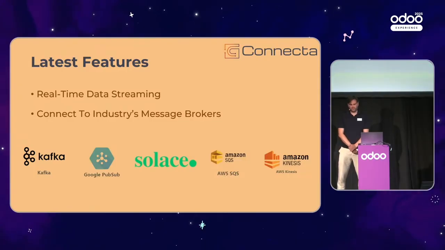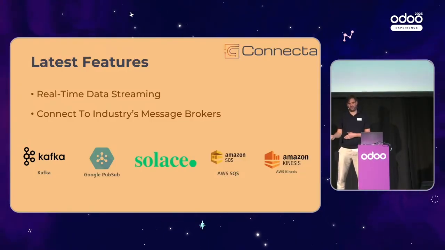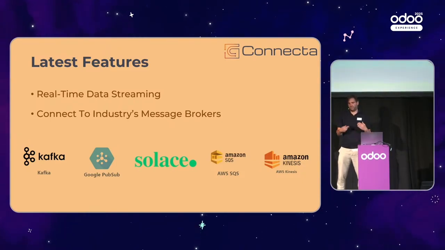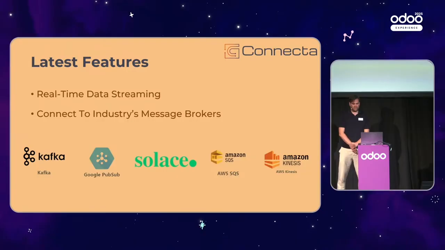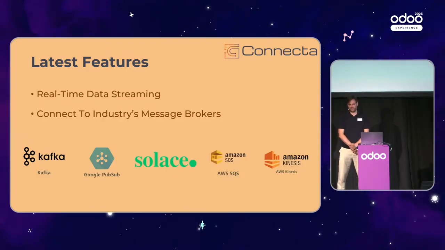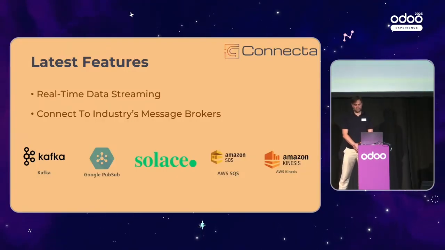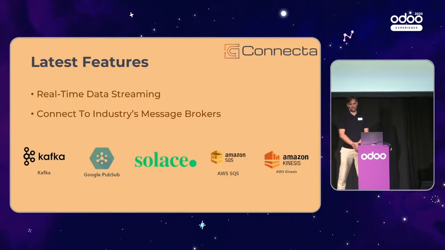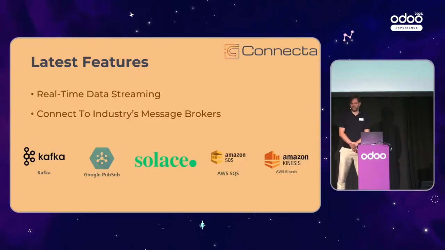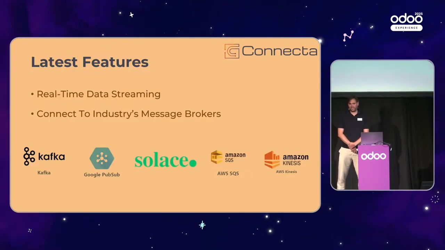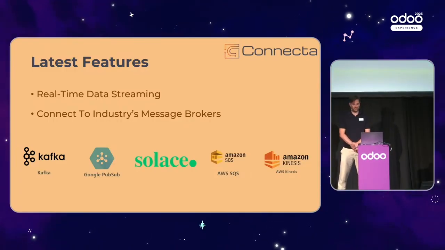But you can hook up to these message brokers, and what that basically does is it opens a connection to one of these systems, and whenever a message comes in, it pushes it to Odoo. But Connecta makes sure that Odoo only handles one message at a time, because these systems are designed to take care of millions of messages per second, which Odoo probably doesn't like. So we make sure that you have an open connection, but Odoo decides how fast things are processed.